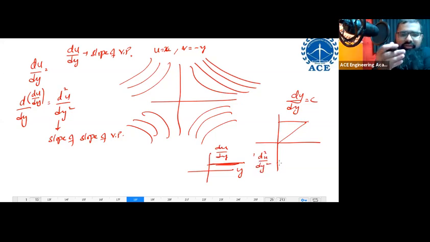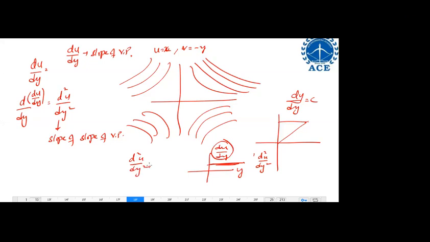d2u by dy2 means second differential of velocity, or slope of velocity profile. Once you differentiate, again you can develop a curve. That curve will be for what? Du by dy. Again, if you differentiate that, you are going to get d2u by dy2.